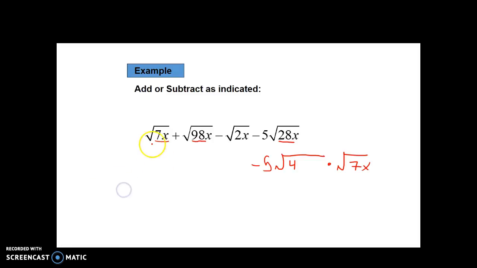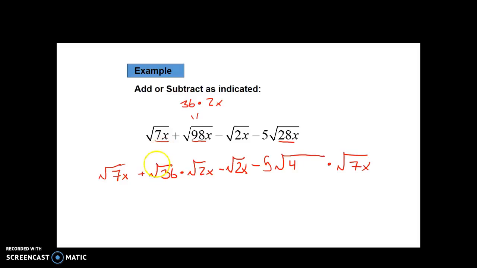Get my pen back. All right, so we have root 7x plus, now this is going to be 36, right? 36 times 2x. So that's going to be plus the square root of 36 times the square root of 2x. That's this guy right here. Minus root 2x. That's this guy right here. Minus this, 5 square root of 4 times 7x. So now I've broken all of this down.